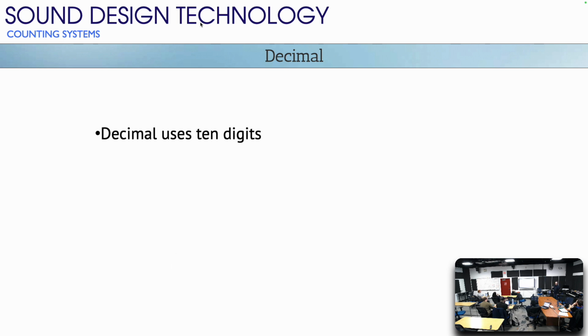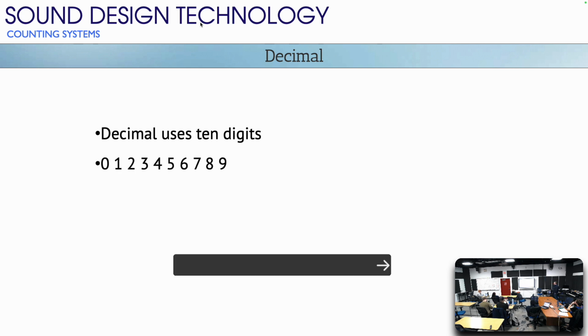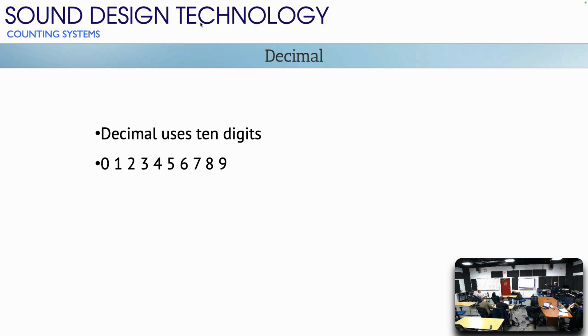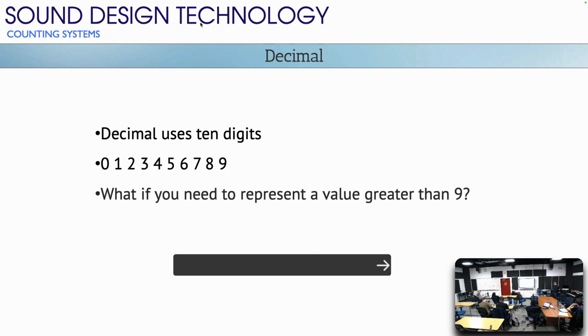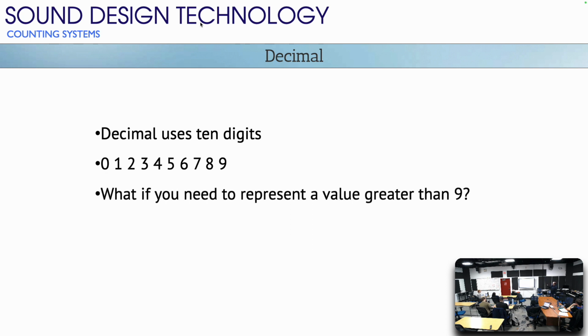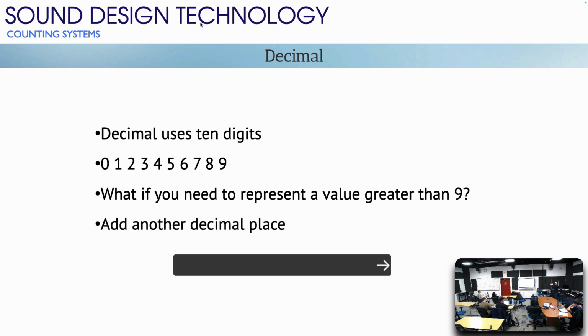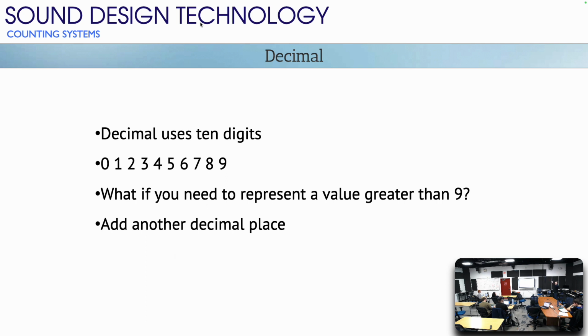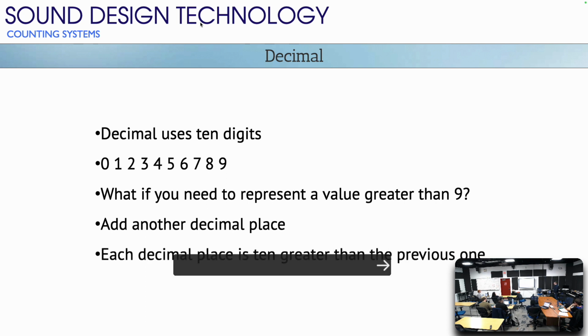Decimal is the numbering system that we use to count, that humans use to count. Okay, and it uses 10 digits. These are the digits, okay? Those are the characters that we use to represent all the different values in the decimal numbering system. So you can start at 0 and go all the way to 9. Well, what do you do when you need a value more than 9? Yeah, you reset to 0 and you pick up a new little, we call them decimal places. You shift one place and you start over again. So, each decimal place is 10 times greater than the one before it.